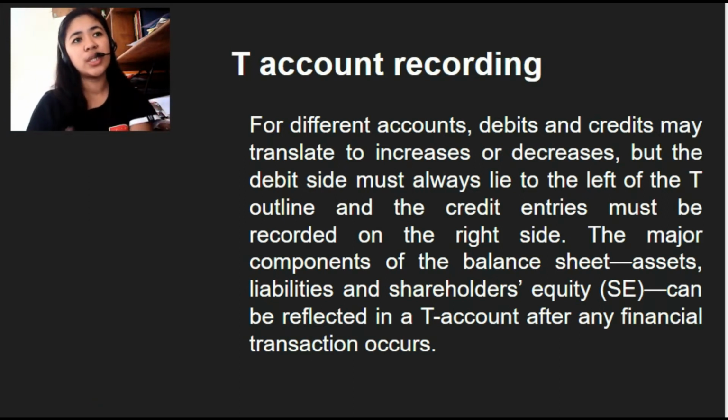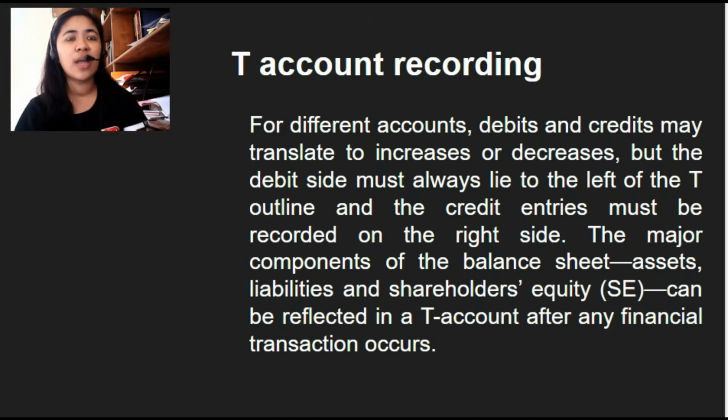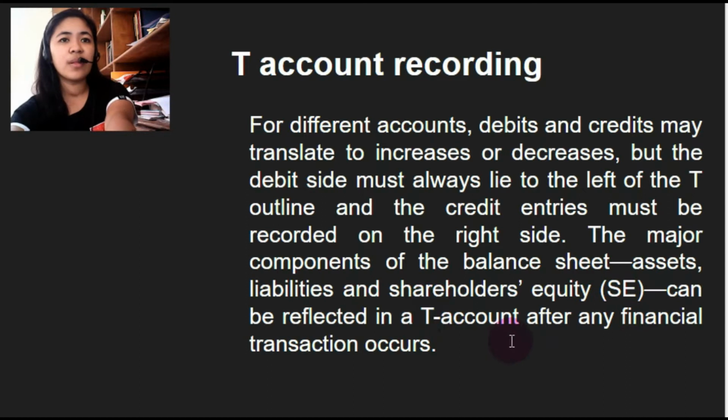So, how do we record the T accounts? For different accounts, debits and credits may translate to increases or decreases. But the debit side must always lie to the left of the T outline, and the credit entries must be recorded on the right side. So, the major components of the balance sheet are assets, liabilities, and shareholders' equity. These can be reflected in a T account after any financial transaction occurs. So a balance sheet is composed of assets, liabilities, and shareholders' equity.